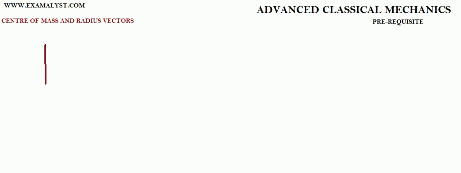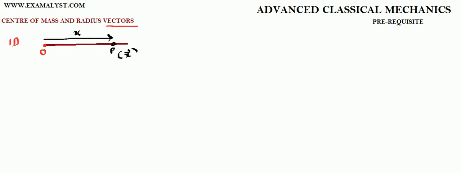So what is a radius vector? A vector represents position. For example, consider 1D. In 1D, you always need to select an origin, and say you have this particular place called P. From here to here, consider the distance is R. Since it is in 1D, let us take X. So P can also be written as the x vector. It represents the position of point P.